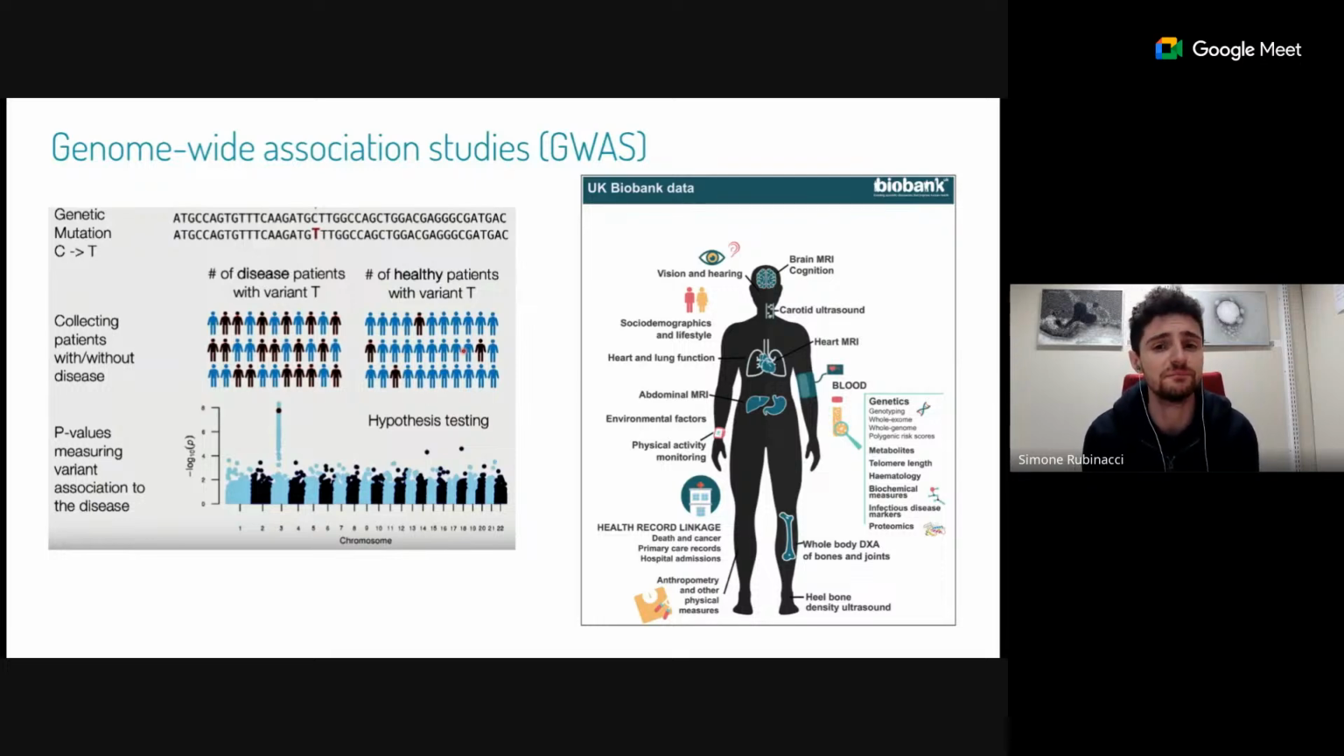Let's assume we are interested in a disease and we want to test if a mutation is correlated with disease status. Then we can partition our cases and controls and count how many times the mutations appears in these two cohorts. And this is the reasoning behind the hypothesis testing of GWAS, leading eventually to a p-value per single variant.